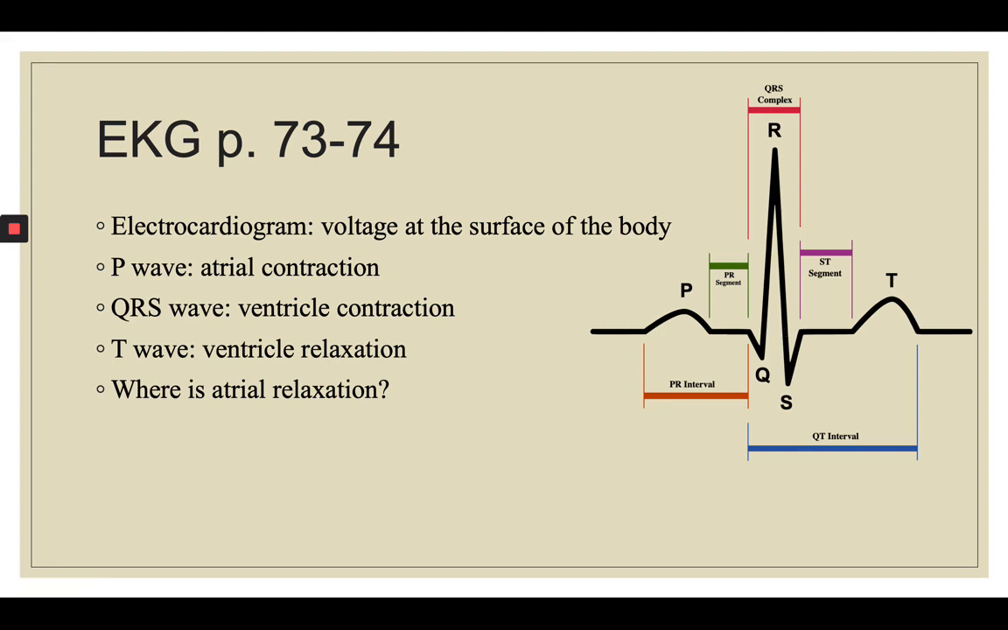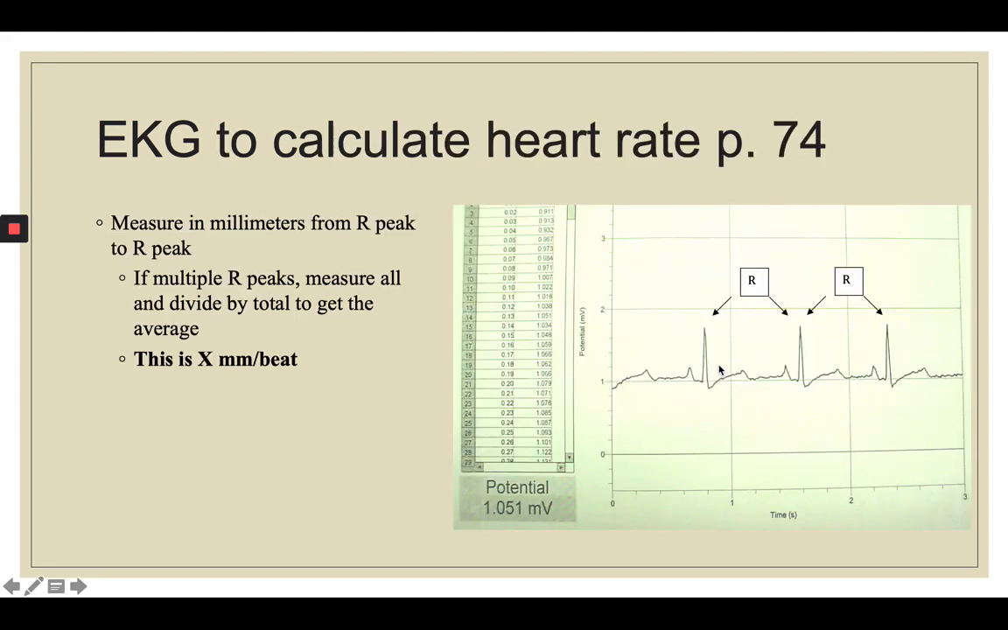So we use EKGs to see if there's problems, if different parts aren't working as well. If you have a heart attack, you may see changes here because it's not working as it should. We can also use the EKG to calculate heart rate, and that's what we're going to do in this class. So this is on page 74, and this is going to seem a little confusing, but what we're going to do is we're going to walk through it. I'm going to give you an example that we'll do together, and then you're going to do one on your own for homework.